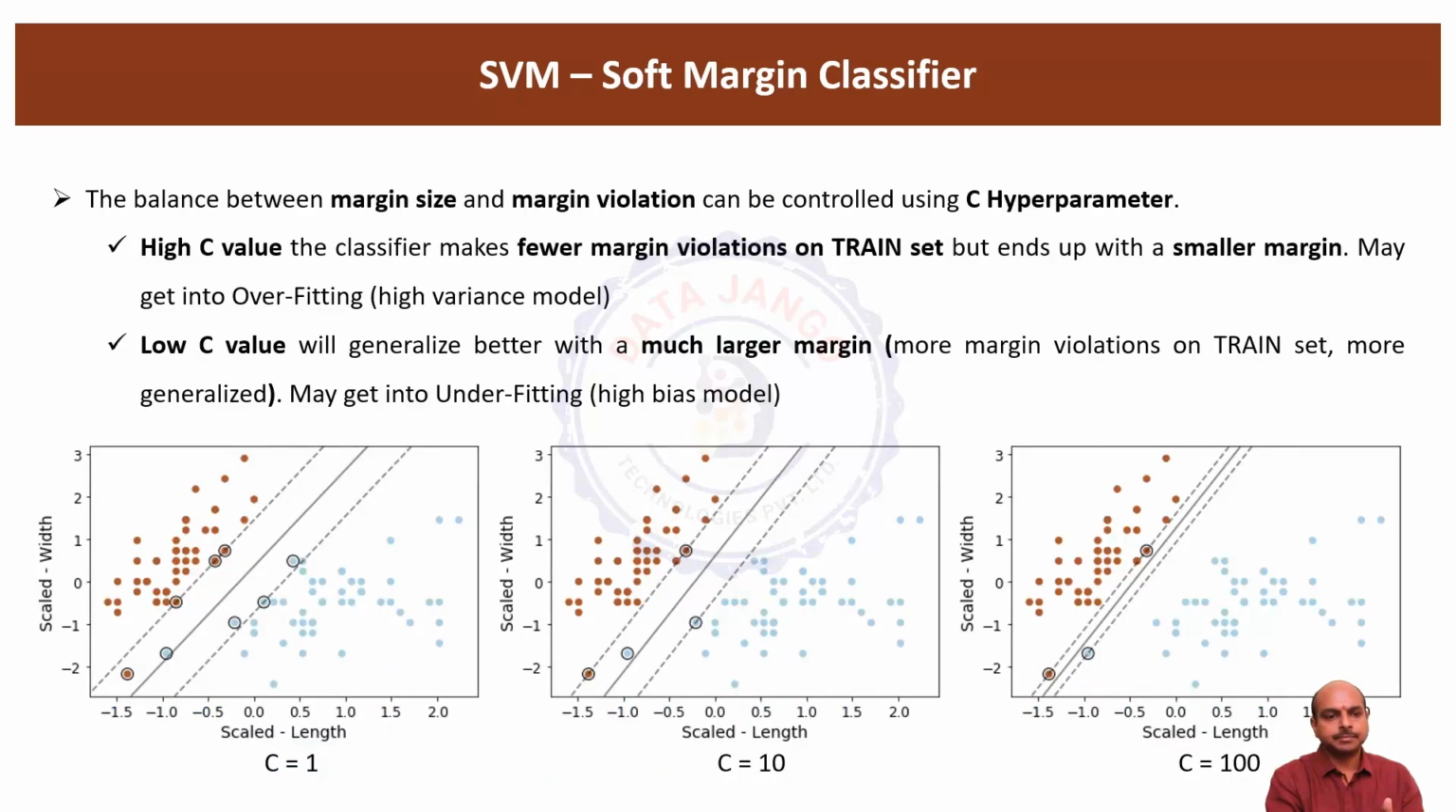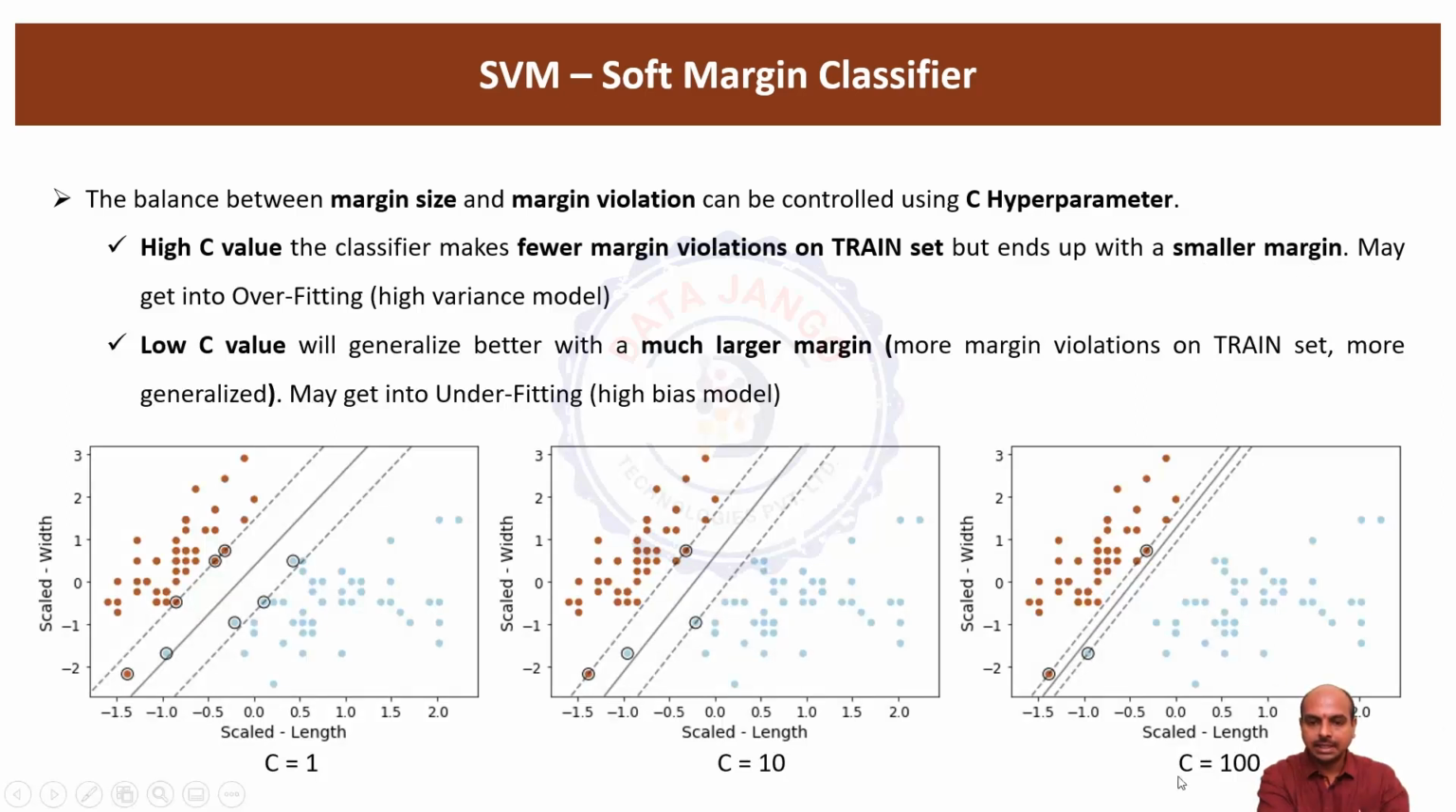It fits well, right? The decision boundary and the support vectors are going to be in such a way that all the data points in the train set will fall on the right side of the decision boundary. But when you look at the test set and actually try to play with the test set, it may not work exactly as it is working on the train set. That is overfitting. So with the high C value, fewer margin violations on the train set, but it ends up with a small margin.